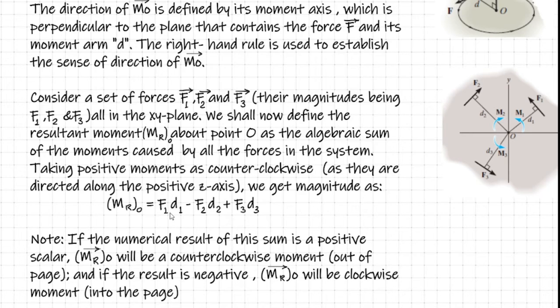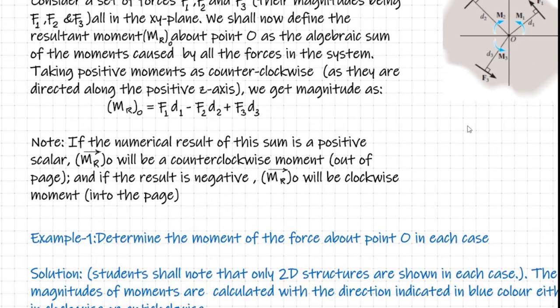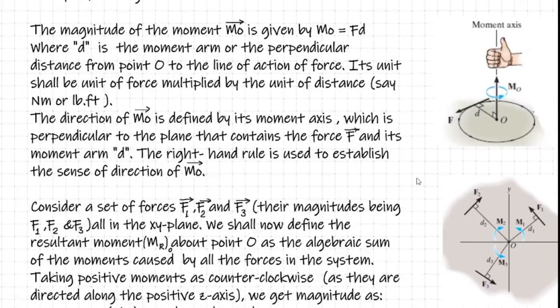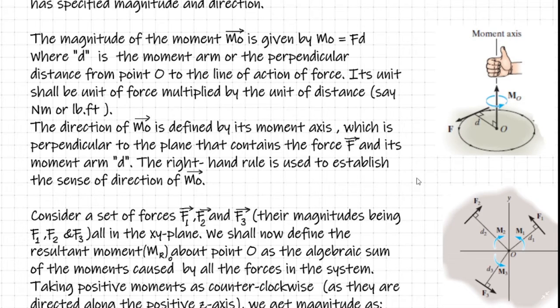Remember, while F1 D1 and F3 D3 are anti-clockwise or counterclockwise, F2 D2 is clockwise, so we have assigned a negative sign. Now suppose that MRO happens to be positive. It does mean that the net effect of MRO will be again counterclockwise. On the other hand, if MRO works out to be clockwise, it does mean that it happens to be negative. It means that it will be a net clockwise moment acting at the point O. So this is all regarding the concept of moment of a force about a point, how to obtain its magnitude.